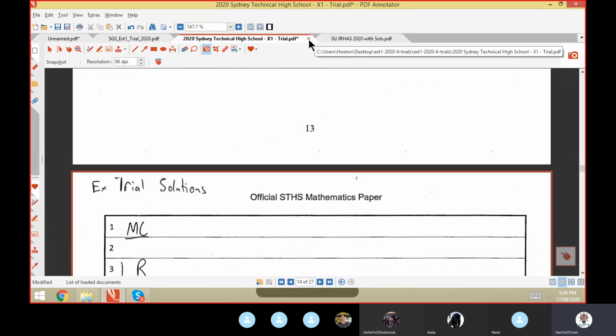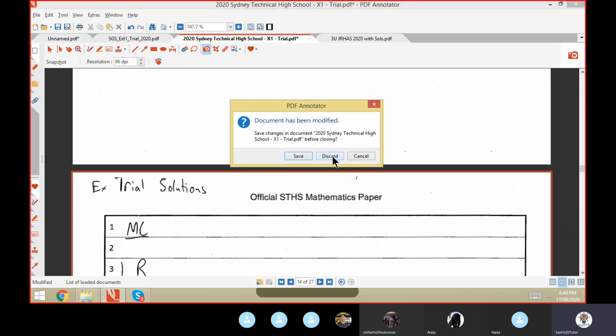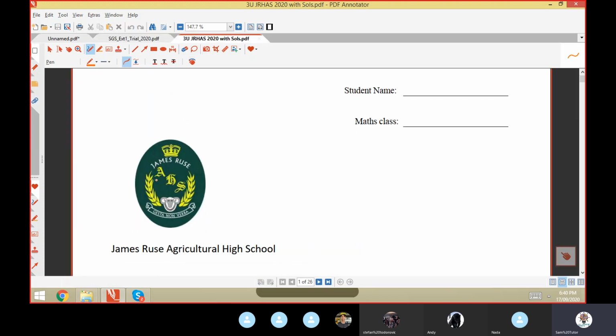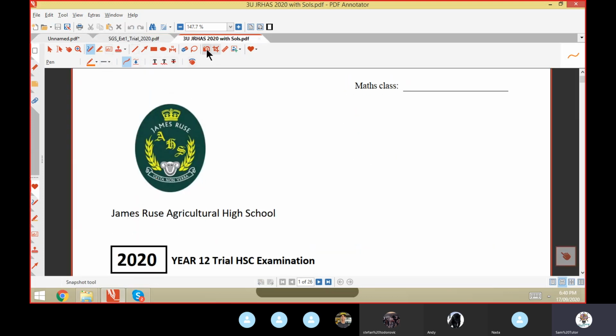That's all that was Extension 1, Year 11, because it's a 1 unit course. Doesn't matter if you're doing 4 unit, it's always going to be a 1 unit course, so they're going to test more Year 12 stuff. Sydney Tech, closed. Let's go with James Ruse, because I think you're more aware of James Ruse, so let's just do James Ruse.